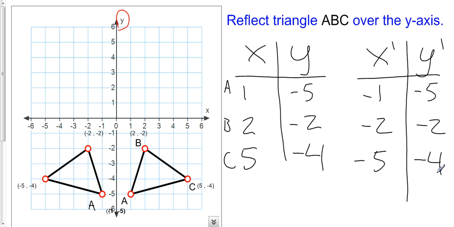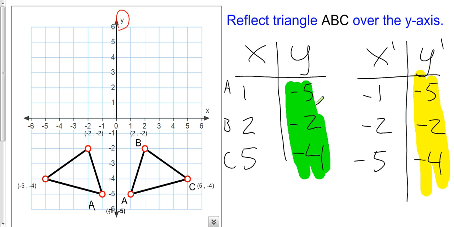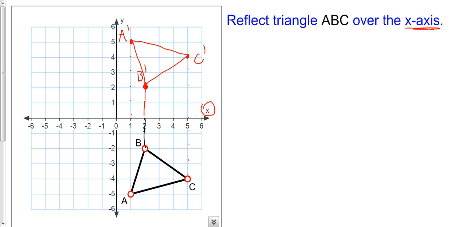Notice that when I reflected over the y-axis, none of my y values actually changed. And my x values, what happened to them? Well, here I have positive 1, 2, and 5, and here I have negative 1, 2, and 5. So essentially, another way to do this is to write out a table of values, then write out my other table of values, and I just negate all my x values and leave all my y values the same. That's if I'm reflecting over the y-axis. If I were to go back to our previous problem, we could do the same thing.